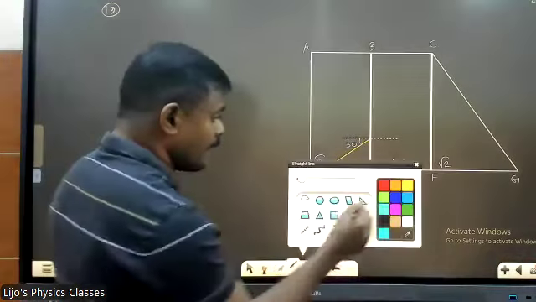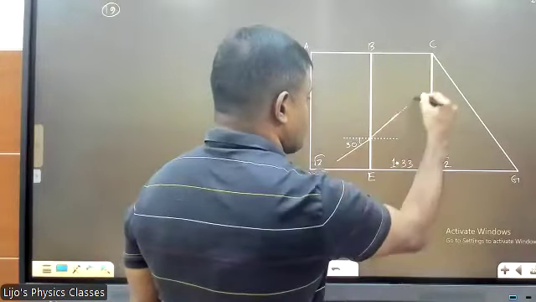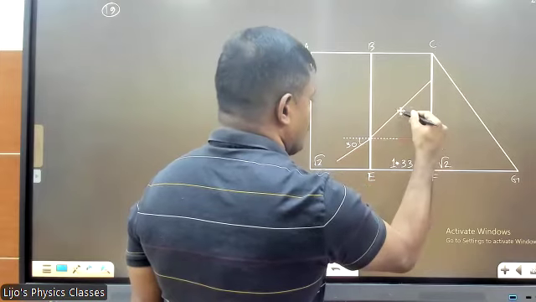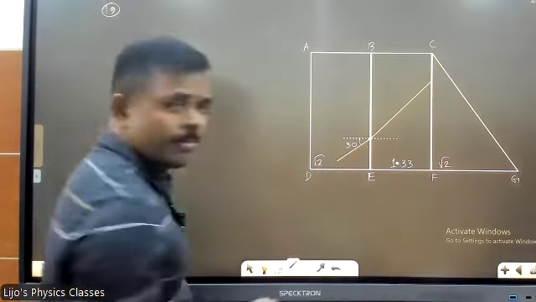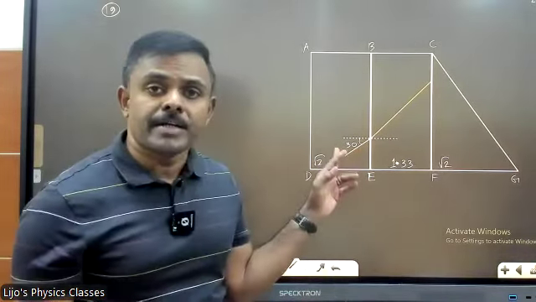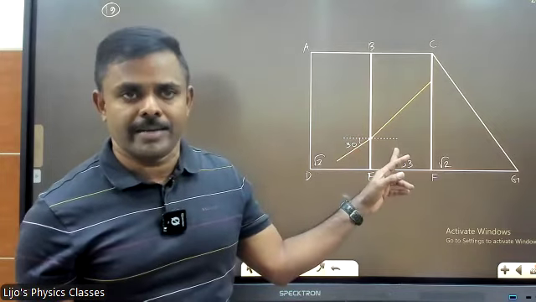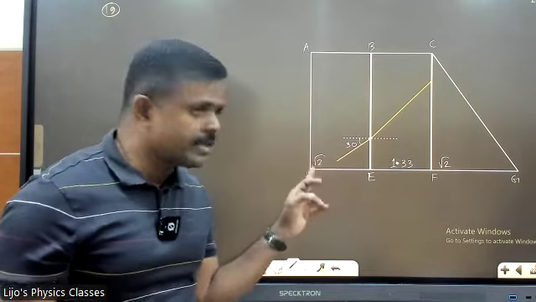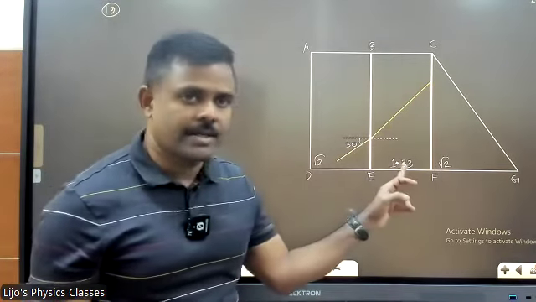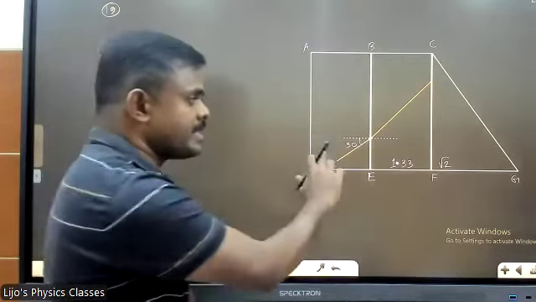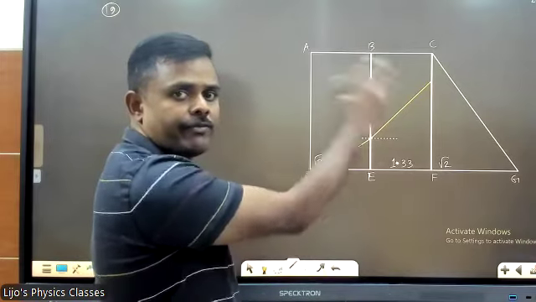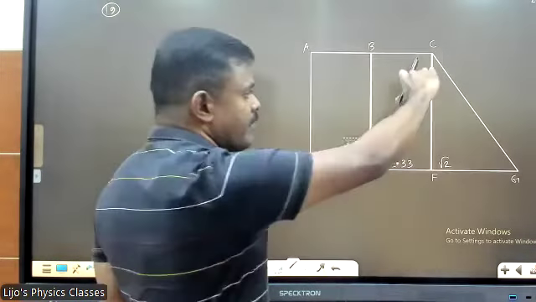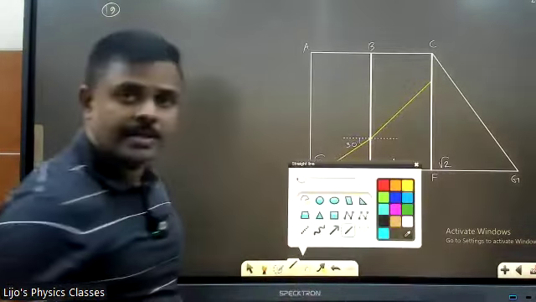First of all, I'm drawing the ray this way. The ray is bending away from the normal. Why is it bending away from the normal? Because it's going from a denser medium into a rarer medium. How do I know it is going from denser to rarer? Because the refractive index is more here than here, right? So denser to rarer, it should bend away from the normal. So it's bending away, and it's falling on the second surface.